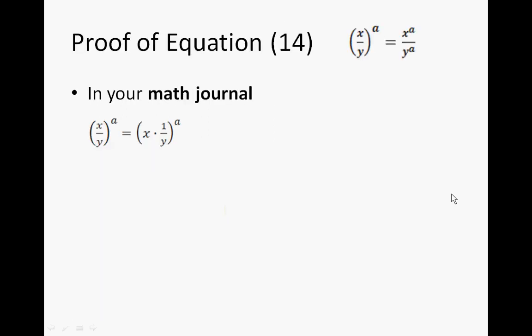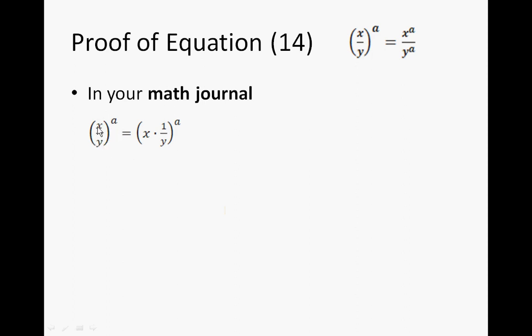All right, before you do exercise 14, let's take a look at the proof of equation 14, which was a fraction. A fraction raised to a power is the same as raising both the numerator and denominator by that same power. So in your math journal again, we'll step this out.